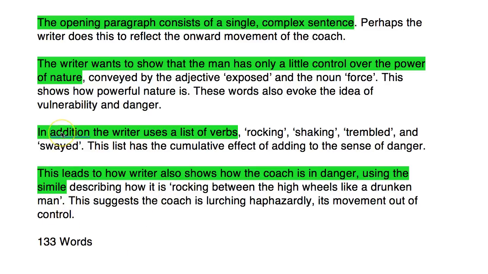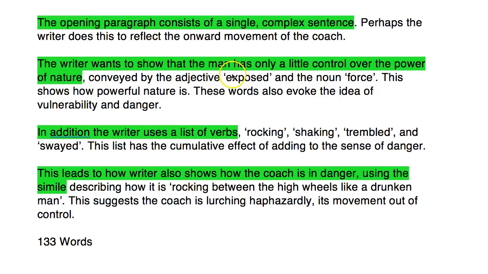In green, I've followed the PEE structure where P is the point. So the green is the point, okay? The opening paragraph consists of a single complex sentence. Perhaps the writer does this to reflect the onward movement of the coach. I've got my point, I've got my explanation, the evidence is included in this. I can't quote it because it's a full sentence. So the examiner hasn't quoted the full sentence.